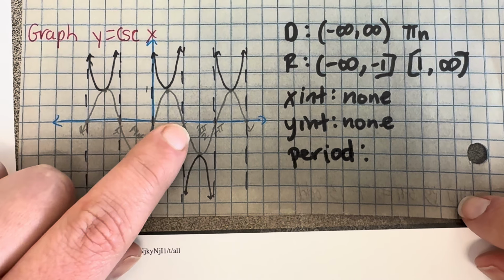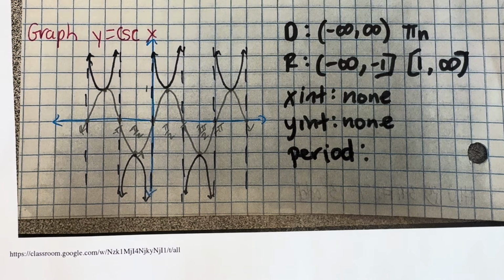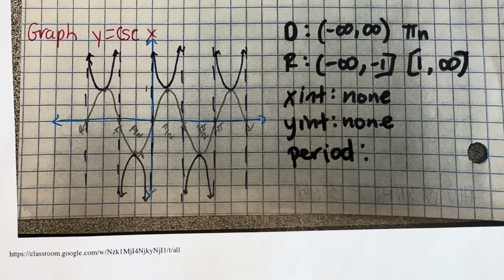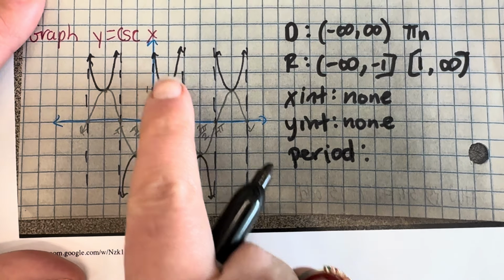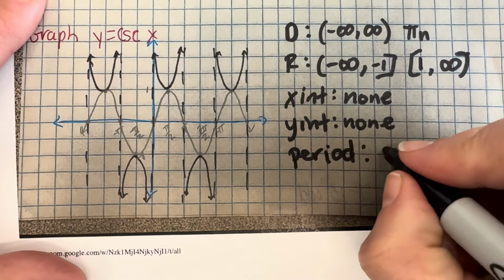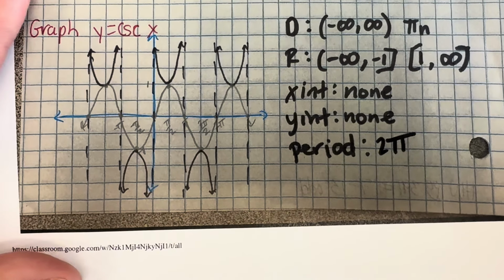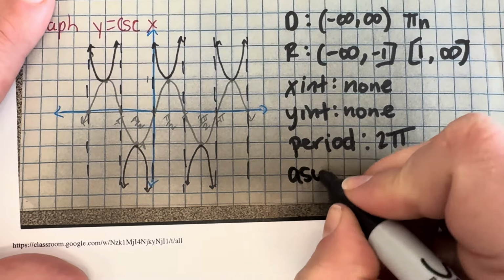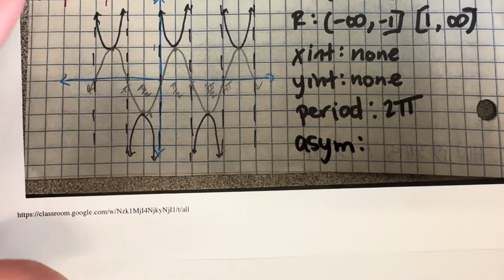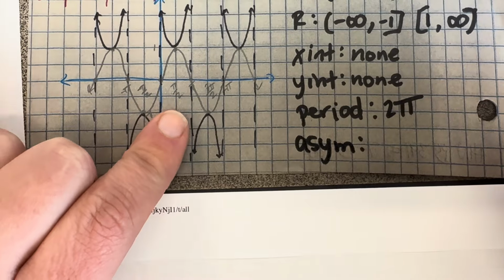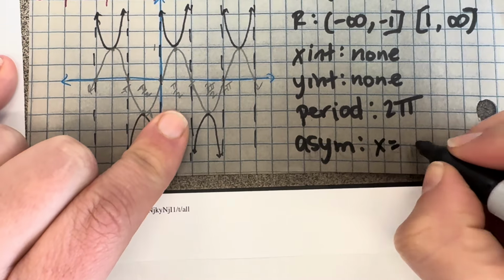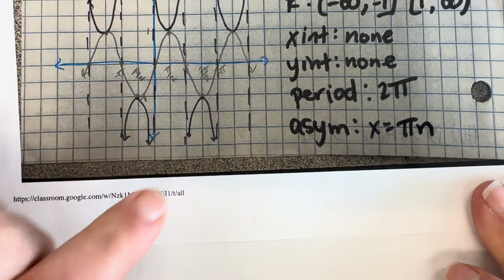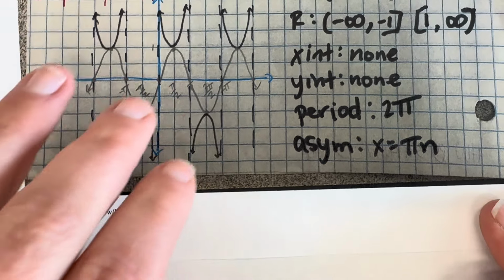Okay, it looks like our period of this happens over 2 pi because we go up, down before we go up, down again. So that happens in a period of 2 pi. And then there are some asymptotes, and those happen at every pi in units. Okay, so that's our cosecant.